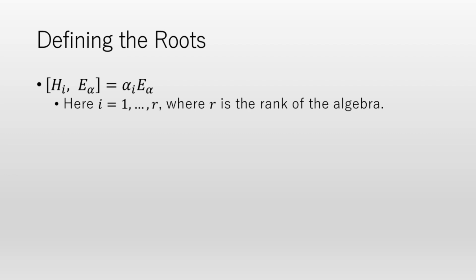Here, the generators H_i belong to the Cartan subalgebra, while E_alpha denotes the remaining generators. The numbers alpha, which form a vector, are called roots. A root can therefore be viewed as a vector that records how a specific generator responds to the Cartan generators. The complete collection of these vectors is called the root system. Different Lie algebras have different root systems, and much of their physical structure is encoded in these vectors.